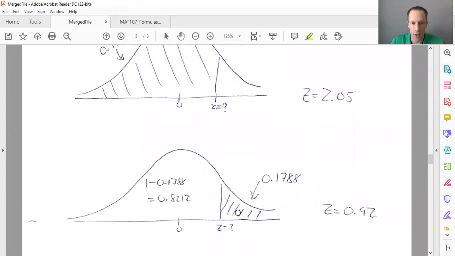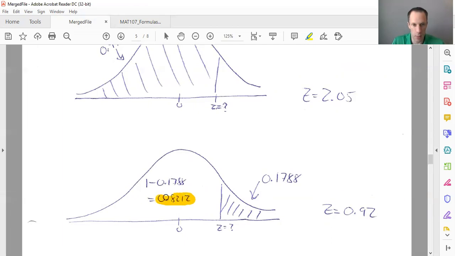If you've got an area shaded to the right of your z-score, like we do here, an area to the right that's labeled 0.1788, remember the numbers in the chart represent the areas to the left of the z-score. So before you can go to the chart and start looking for this number, you're going to have to figure out how much area is to the left of the z-score, and then go look for that. So remember, the whole area under the curve is 1. Subtract the 0.1788, and that leaves you with 0.8212 as the unshaded area to the left of this z-score.